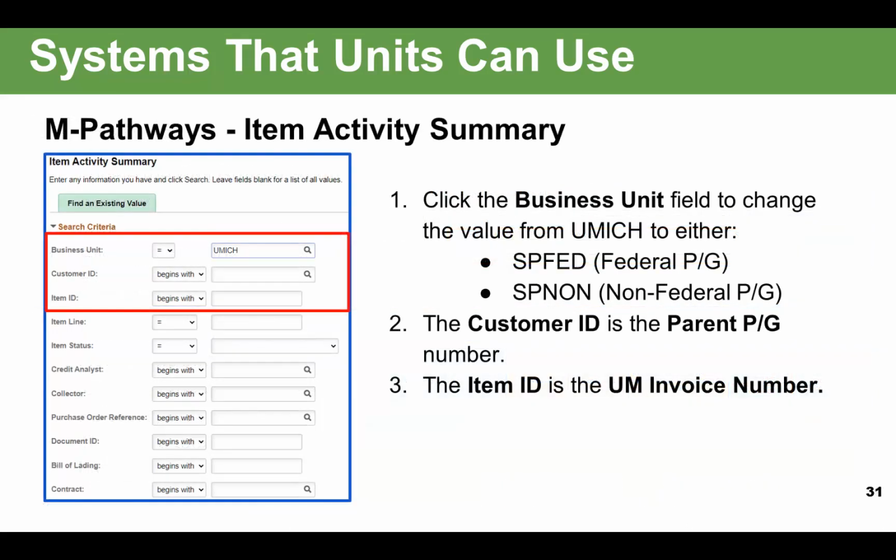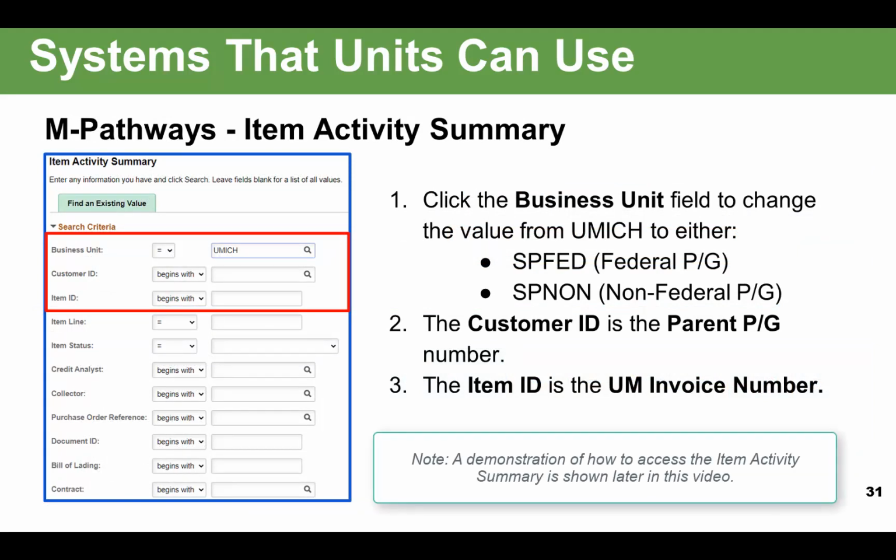The last system is a little bit more technical. This is in Pathways. This is the item activity summary. To reach the item activity summary, you can go to the financials homepage and there's a tile there called item activity summary. You can also go to the top right corner and click on the little looking glass icon and that'll bring up a search bar. And in that search bar, if you type in item activity summary, it'll be the only link that pops up. So it's very easy to find.